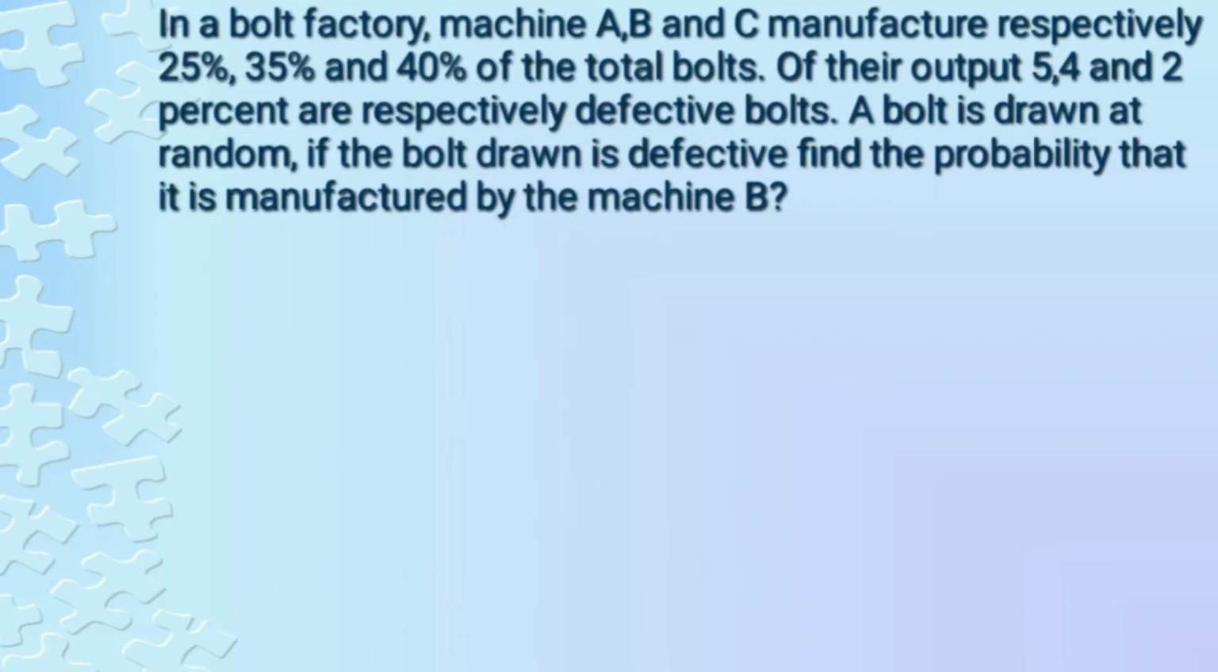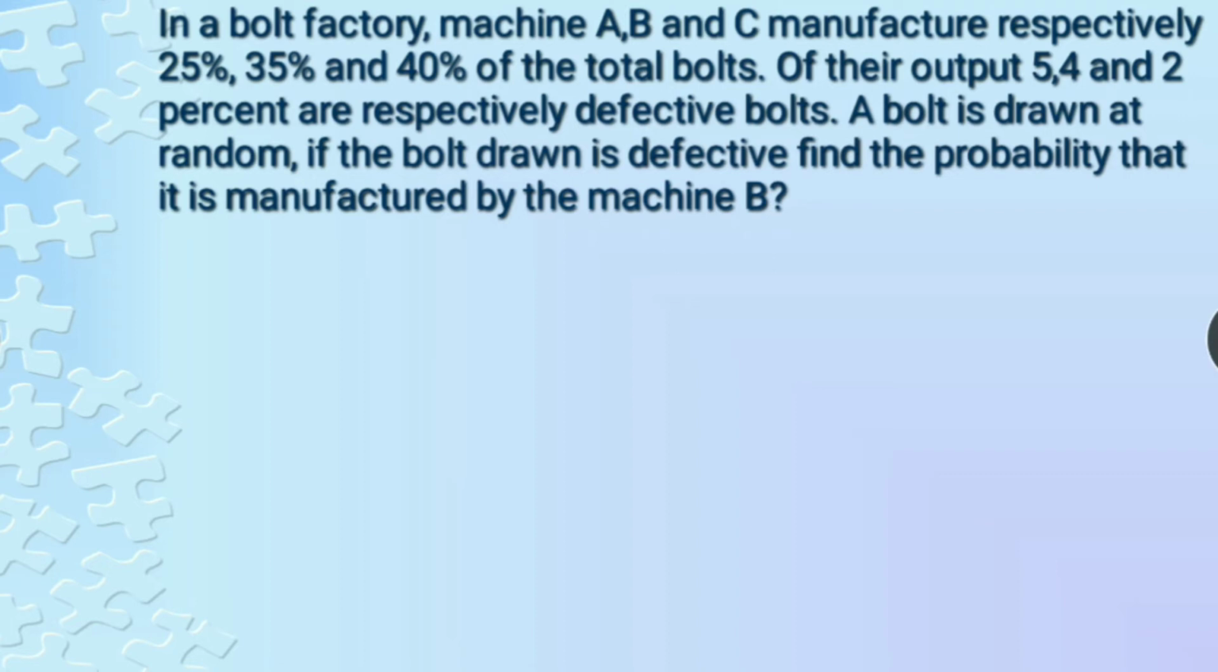Let's just look at a problem which is similar to our previous problem. In a bolt factory, same problem. A, B, C are three machines, and they are respectively manufacturing 25%, 35% and 40% of total bolts. Okay, and 5, 4 and 2% are respectively defective bolts among them. A bolt is drawn at random and it is found to be defective. We have to find the probability that it is manufactured by machine B.